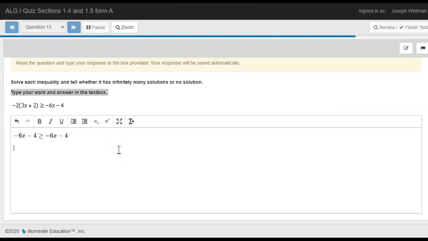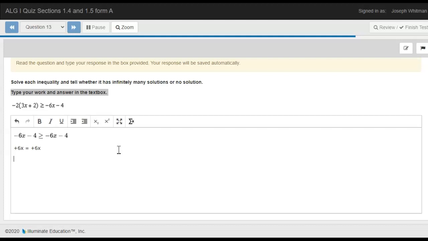What is the next line that we are going to do? Well, first thing that we always do when we have a variable on both sides is that we try to get them on one side. So now what I need to do is add 6x to both sides. We are using the addition property of equality, so it's separated by an equal sign. I'm adding 6x to both sides.